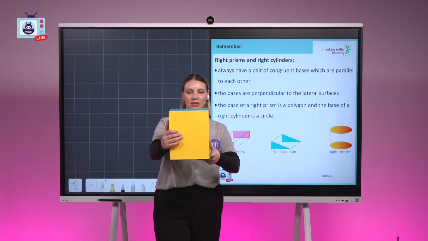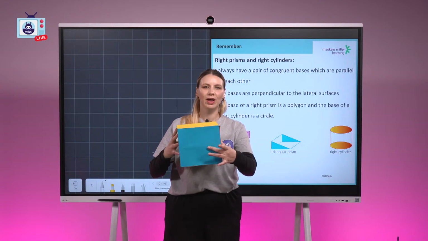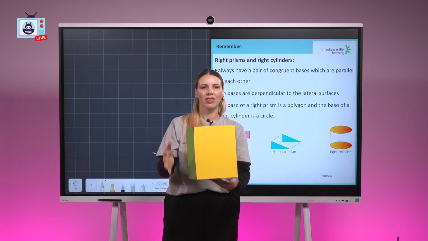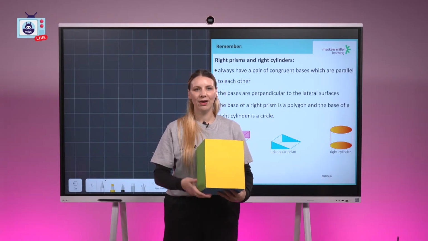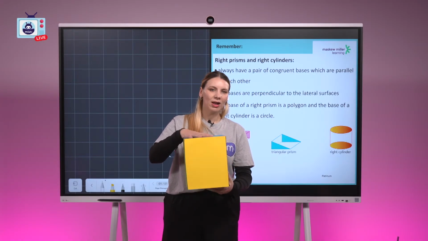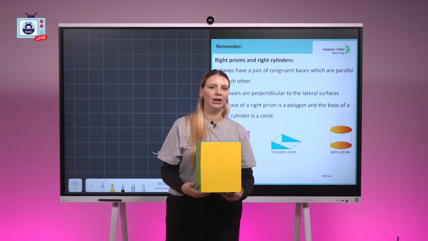Okay, so I'm looking at my rectangular prism over here, and I'll use the blue rectangle. This is my bottom base and this is my top base. They are parallel to each other. Not only are they parallel to each other, they are congruent as well. They are equal in area.